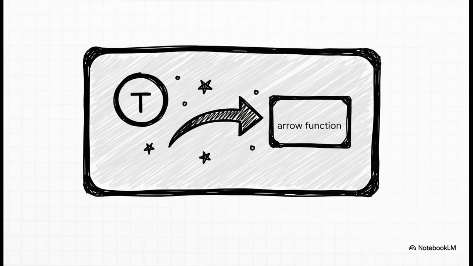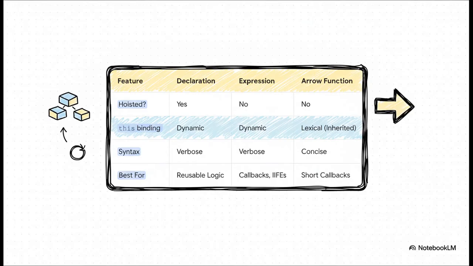And finally, the modern, sleek arrow function. It came along in ES6, and everyone loves it because, well, look how short and clean that syntax is. But its real superpower is how it handles the this keyword. Unlike the other two, arrow functions don't have their own this. They just inherit it from whatever context they were created in, which solves a whole category of very common bugs, especially with callbacks. So let's just quickly sum that up.